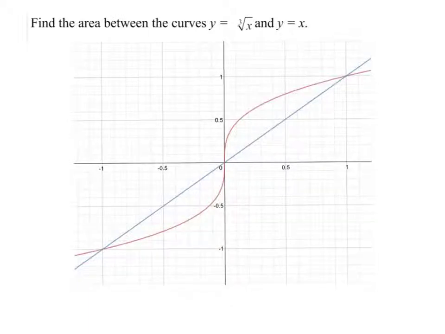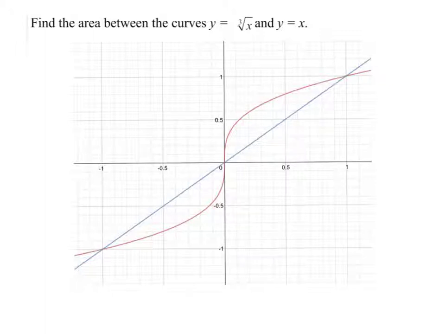In this video, we're just going to review a couple quick concepts and look at how the fundamental theorem of calculus part 1 can be used to ask some questions we've already dealt with in the past. So we want to find the area between the curves, and I've graphed them here. The red curve, of course, is the cube root. The blue curve is y equals x.